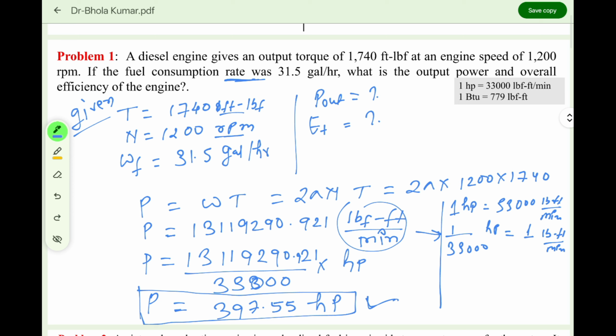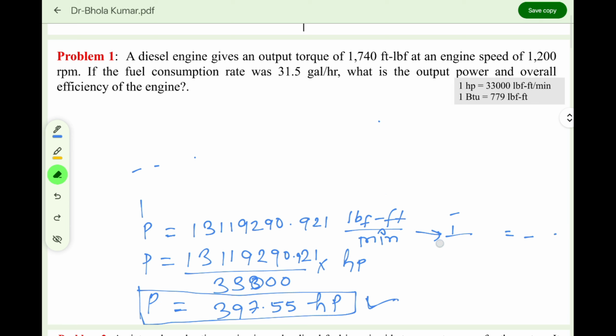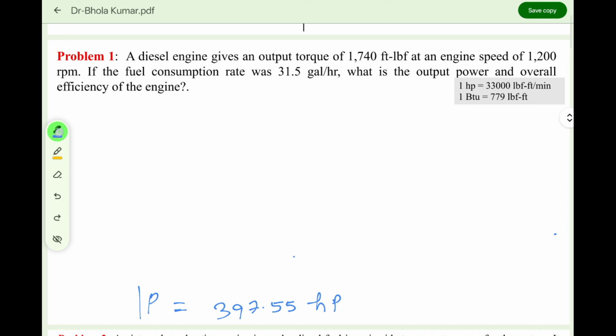Now we need to calculate the efficiency, ηt. A simple basic calculation is there, so you need not worry about it. If you solve 2-3 more numericals, you will be an expert at solving this question. So 397.55 hp is the first answer of this question.